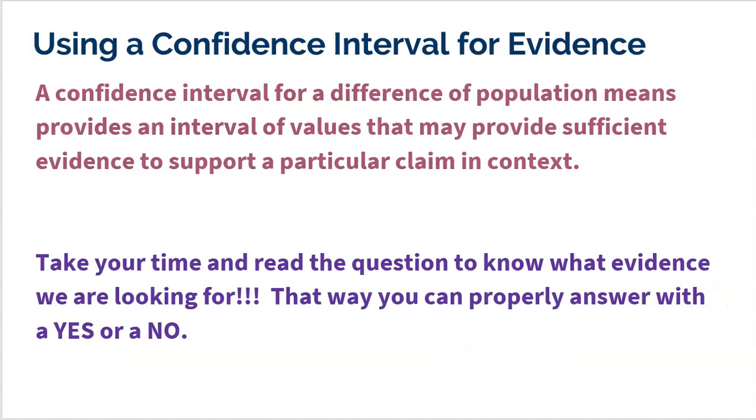All right, the final thing we're going to talk about in this video is being able to use a confidence interval for evidence. Now, the only thing I have to make sure of here is that you read the question. That is the number one issue I have found with students. They don't read the question. They just blindly answer yes, no, I don't know. They don't actually take the time to answer the question and give their answer based on that question. So a confidence interval for a difference of population means provides an interval of values that may provide sufficient evidence to support a particular claim in context. So again, take your time, read the question, and then properly answer with a yes or a no.